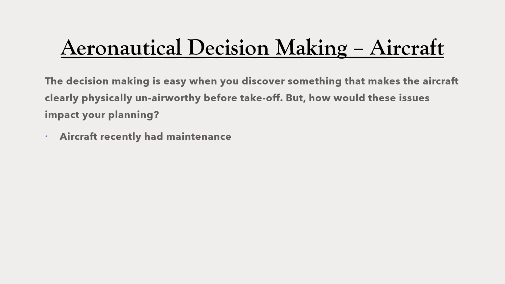So let's say you get to the airfield and the aircraft that you're planning to fly recently had maintenance done. Maybe it was an annual inspection. Maybe there was something wrong with it that got repaired, but you learn that maintenance has been done recently, and maybe the aircraft hasn't flown since that maintenance was done. Does that change your plan? What if you discover that the airworthiness certificate isn't in the pouch where it's supposed to be?